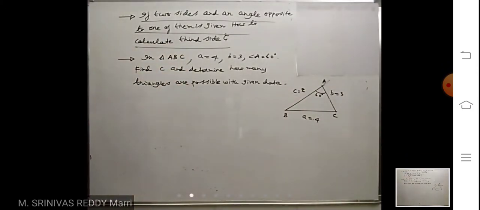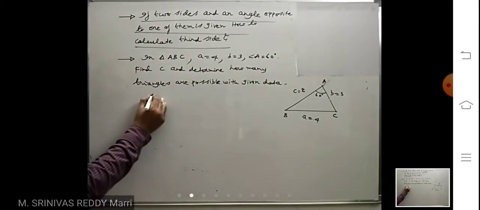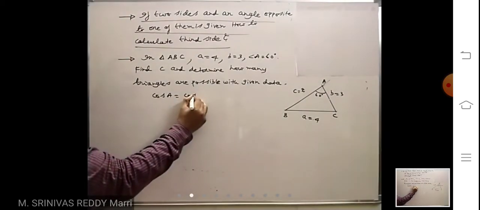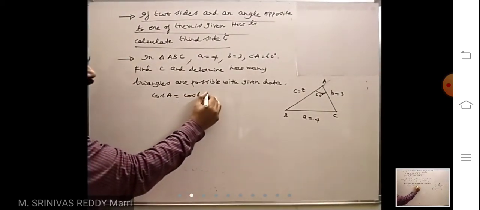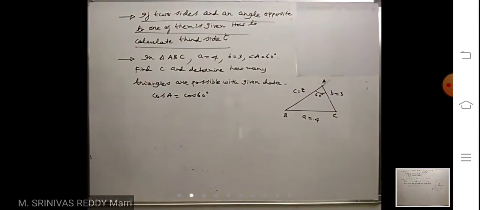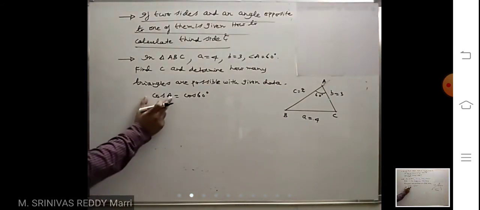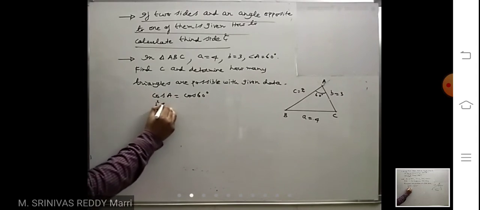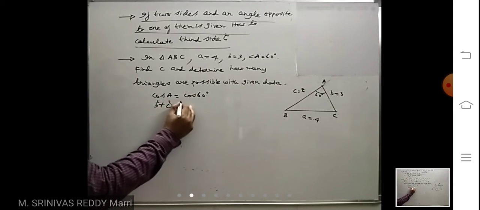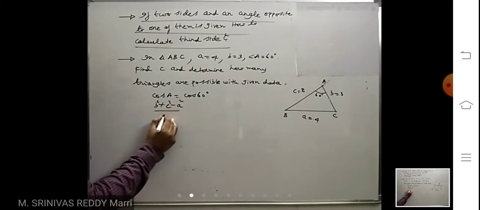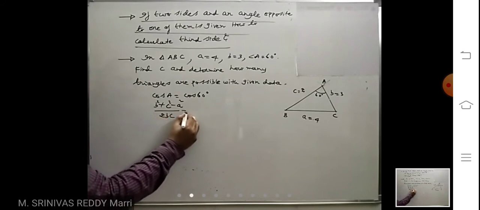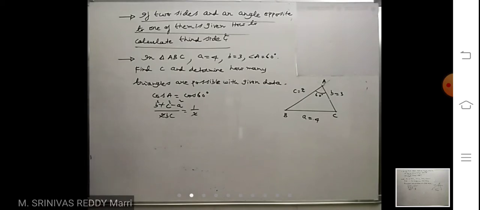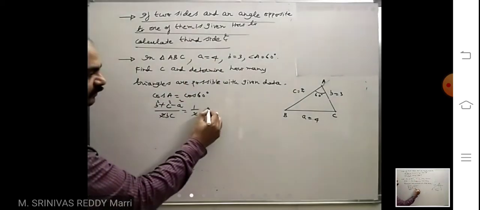In this case, whatever the angle is, we will apply the cosine rule. Cos A is cos 60 degrees. Whatever the angle is given, immediately we will write cos. So cos A, you know the formula: cos A is b square plus c square minus a square divided by 2bc. This is nothing but 1 by 2. The 2 will get cancelled. Now substitute the values you know.